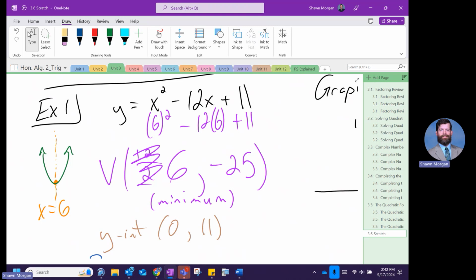Do you know how to find the vertex on your calculator? All right, get your calculators out. There you go.